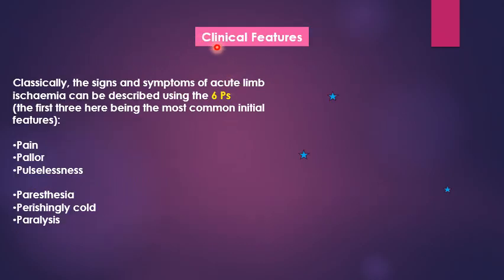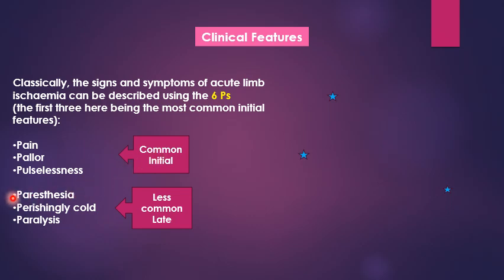Now, what are the clinical features of acute limb ischemia? Classically, the signs and symptoms of acute limb ischemia can be described using the 6 P's. The first 3 P's are the most common initial symptoms: pain, pallor, and pulselessness, the absence of pulses. These are the 3 common features that initially occur with acute limb ischemia.